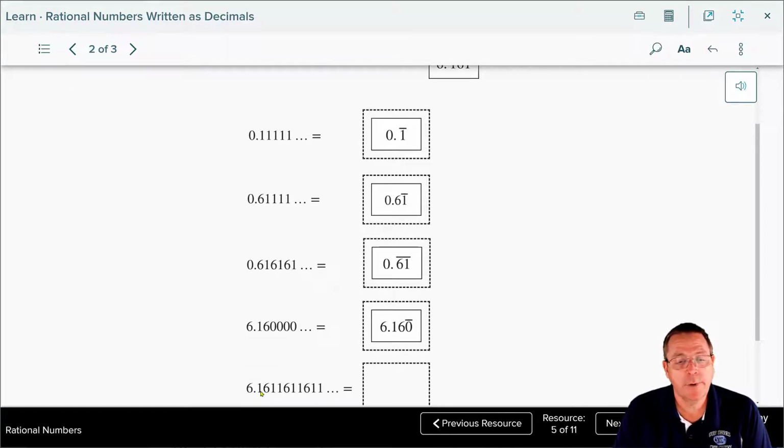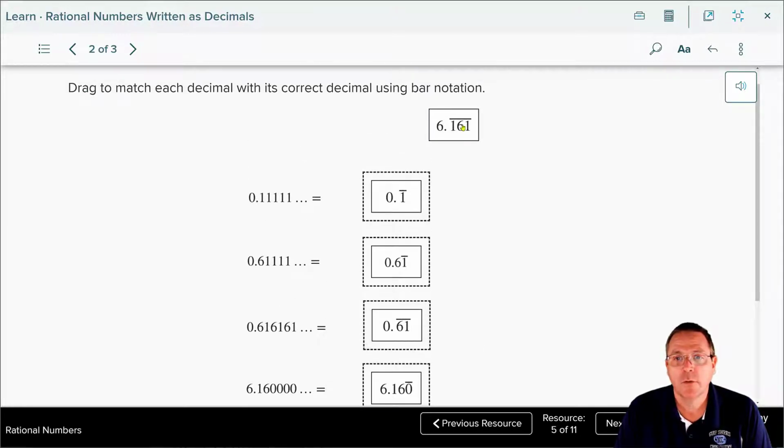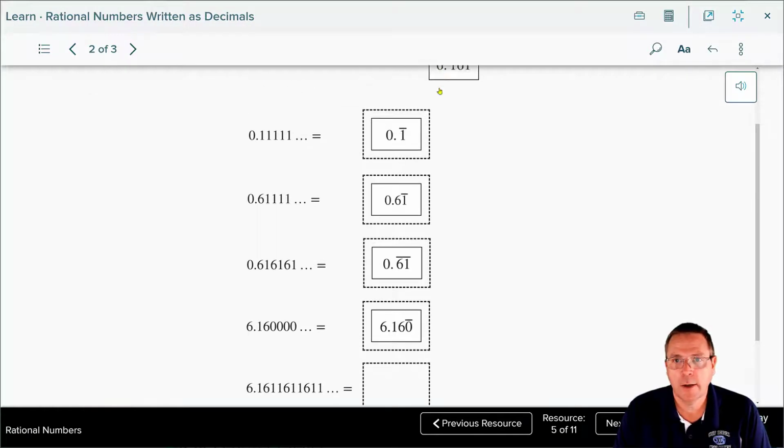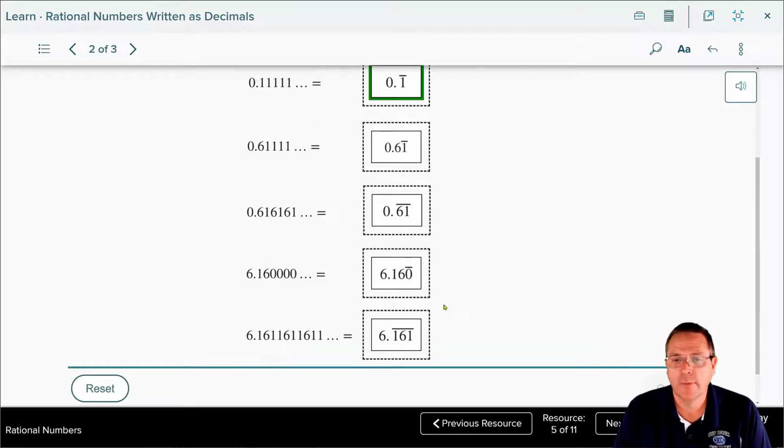And then here you repeat in patterns 161, 161, 161. So that one is going to take and go. Let's see if I can catch it and drag it down there. Boom, right there. Easy math. Anybody can do this stuff.